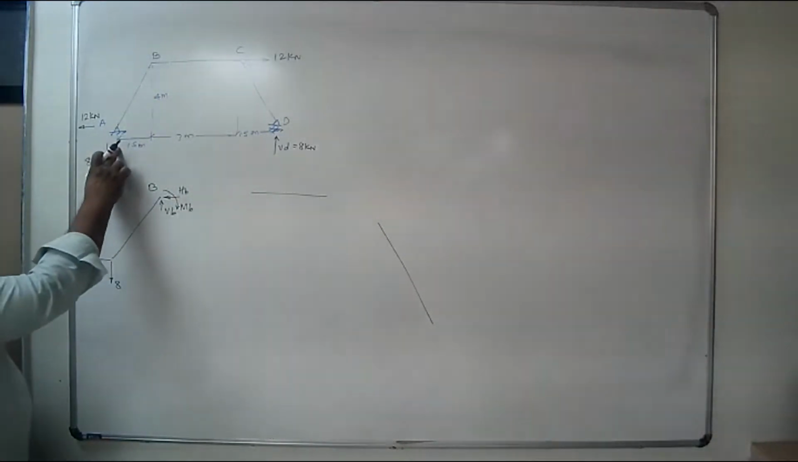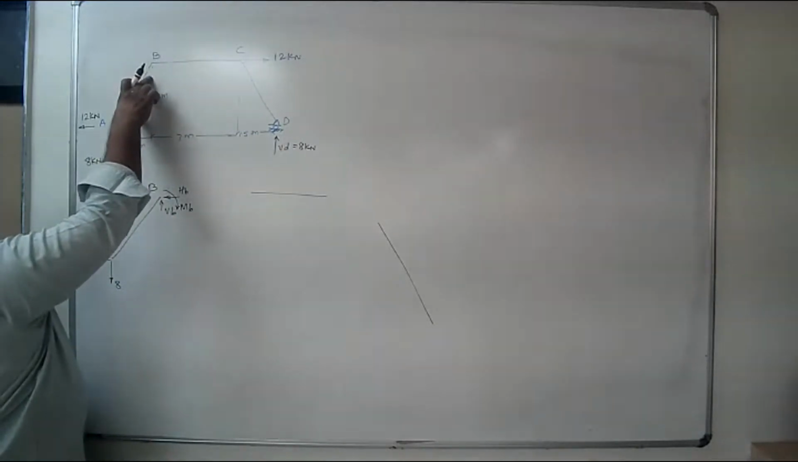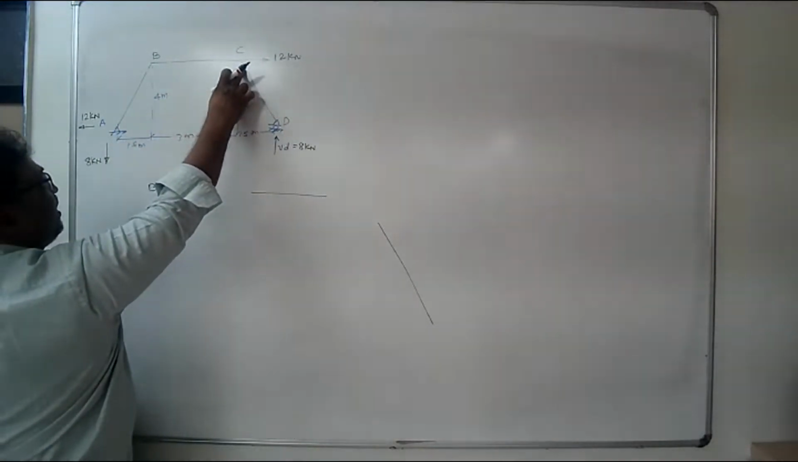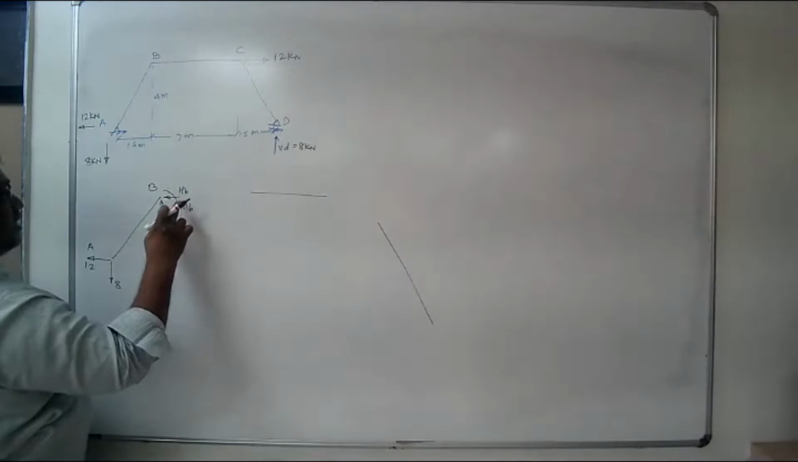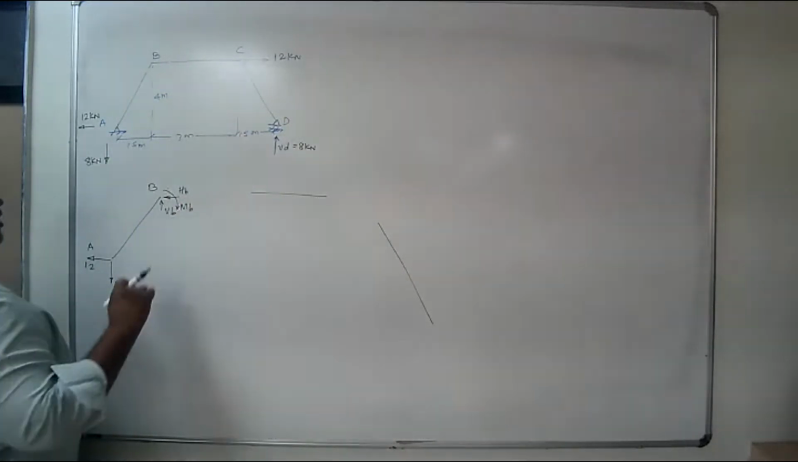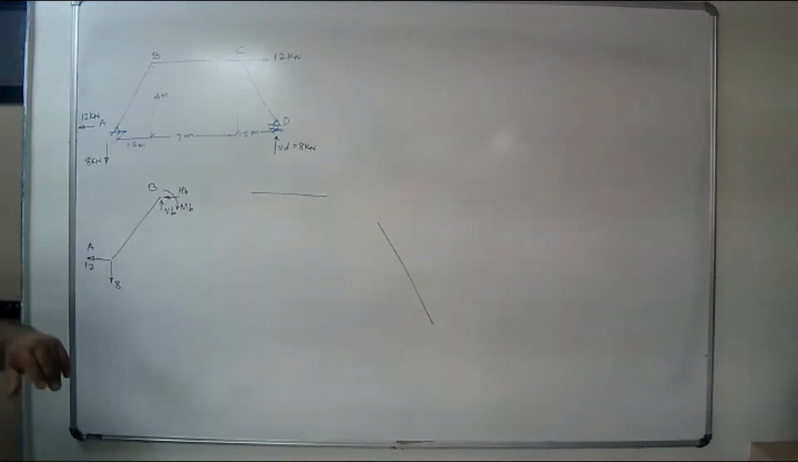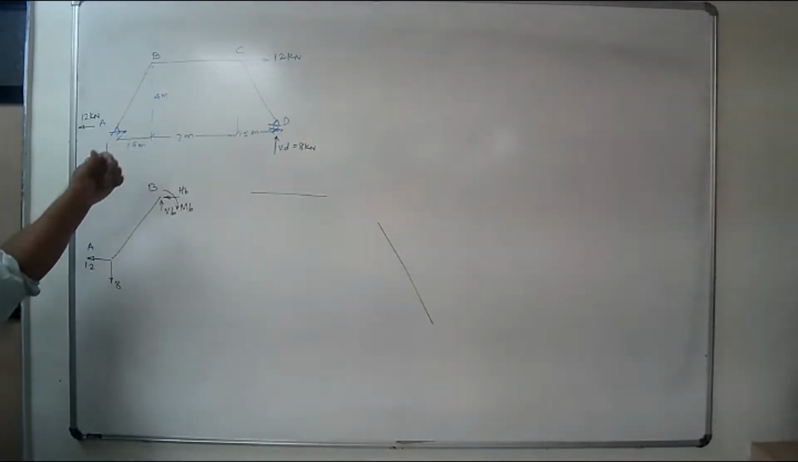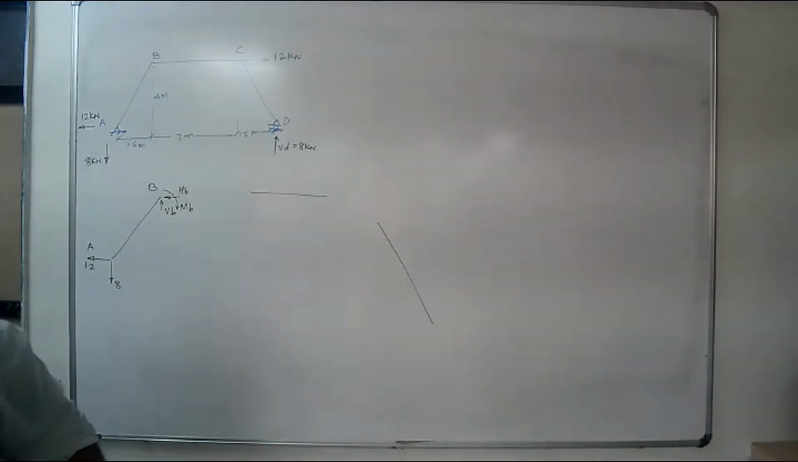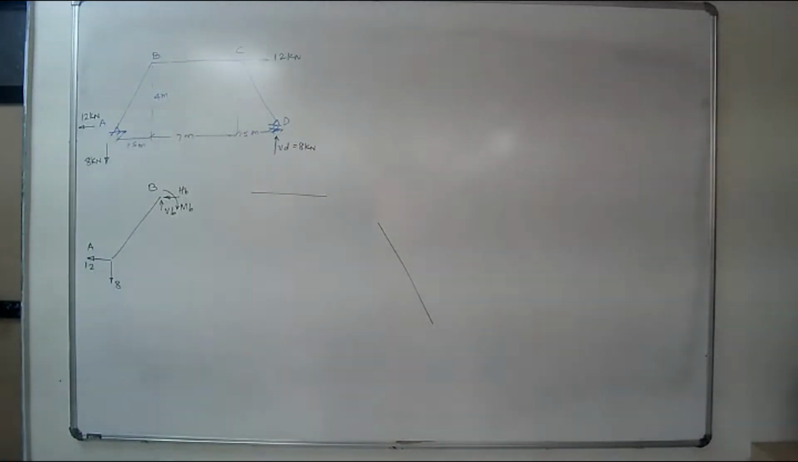Whatever I have considered here for this member AB, when I am sketching the other member BC, I have to sketch the same forces but in the opposite direction. I don't know the reactions, the magnitude and the direction, so I assume these directions. If positive answers come, then these assumed directions are right. If negative answers come, then these assumed directions are wrong. Those must be in the opposite.